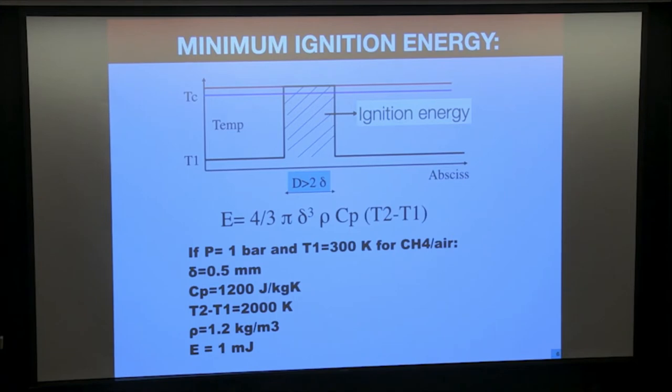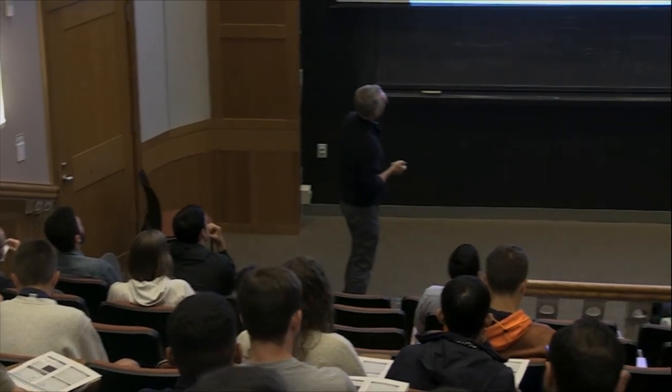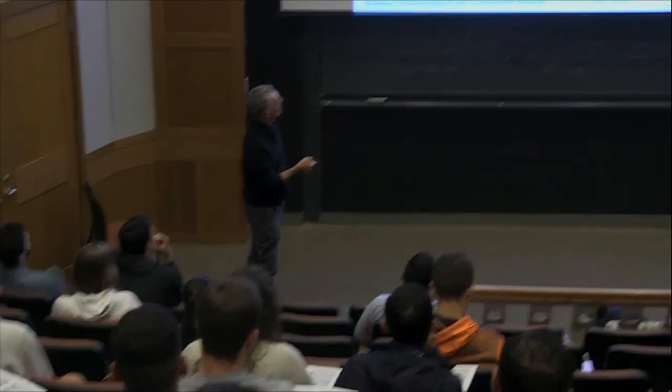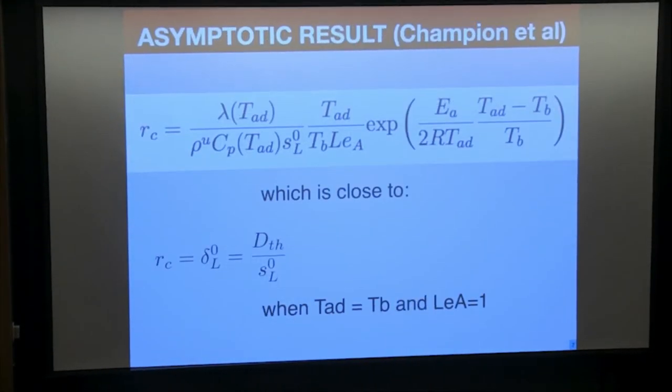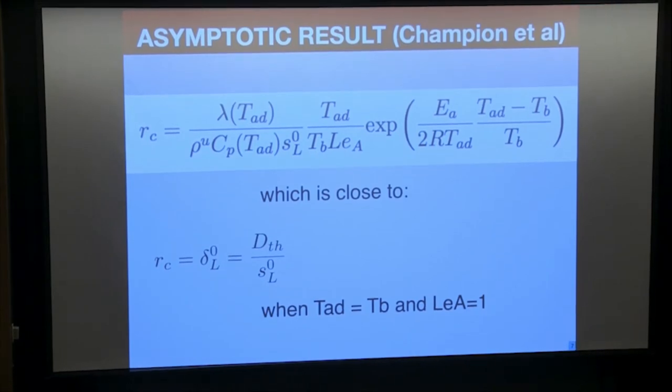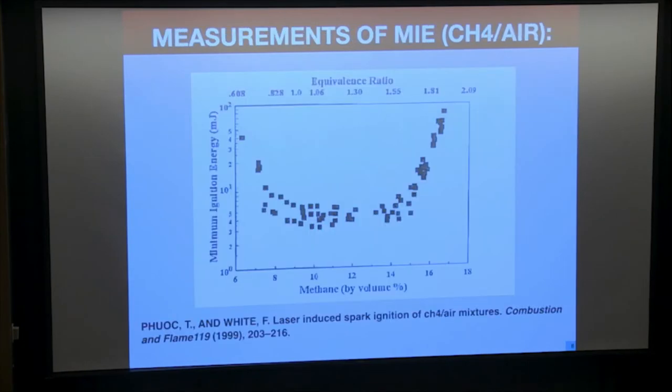Now you might say, okay, what is the energy of a spark? Usually, well, it's more like 20 or 30. The problem is that the energy that you send to the spark does not necessarily go straight to the gas. Now, this is a computation done in a very approximative way. You can talk to Champion, or people of the same type, like Matalon. And you can do an asymptotic analysis, and when you do the full asymptotic analysis, you find something which is written like this. But when you use T_B equal to T_ad, this is very close to R_c equal to the flame thickness. So the asymptotic analysis would be better, but it will give you the same order of magnitude, 1 millijoule for most flames.